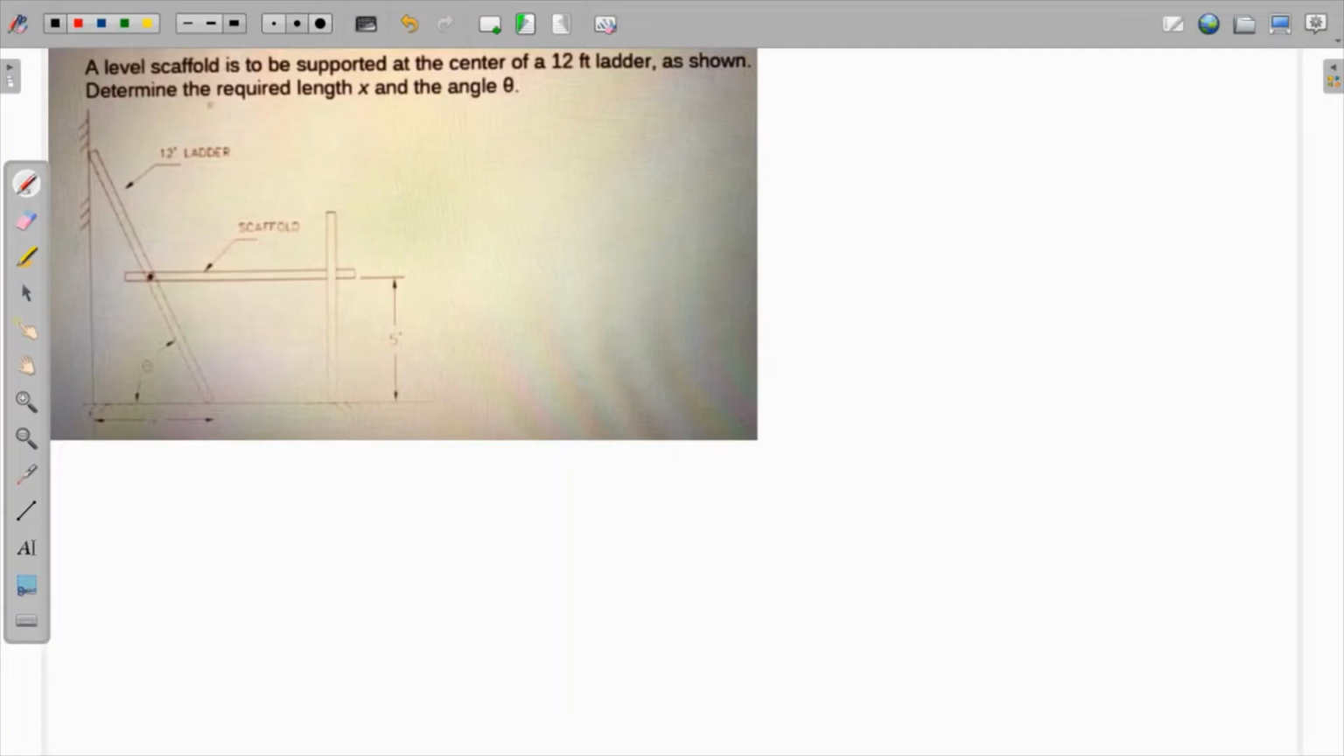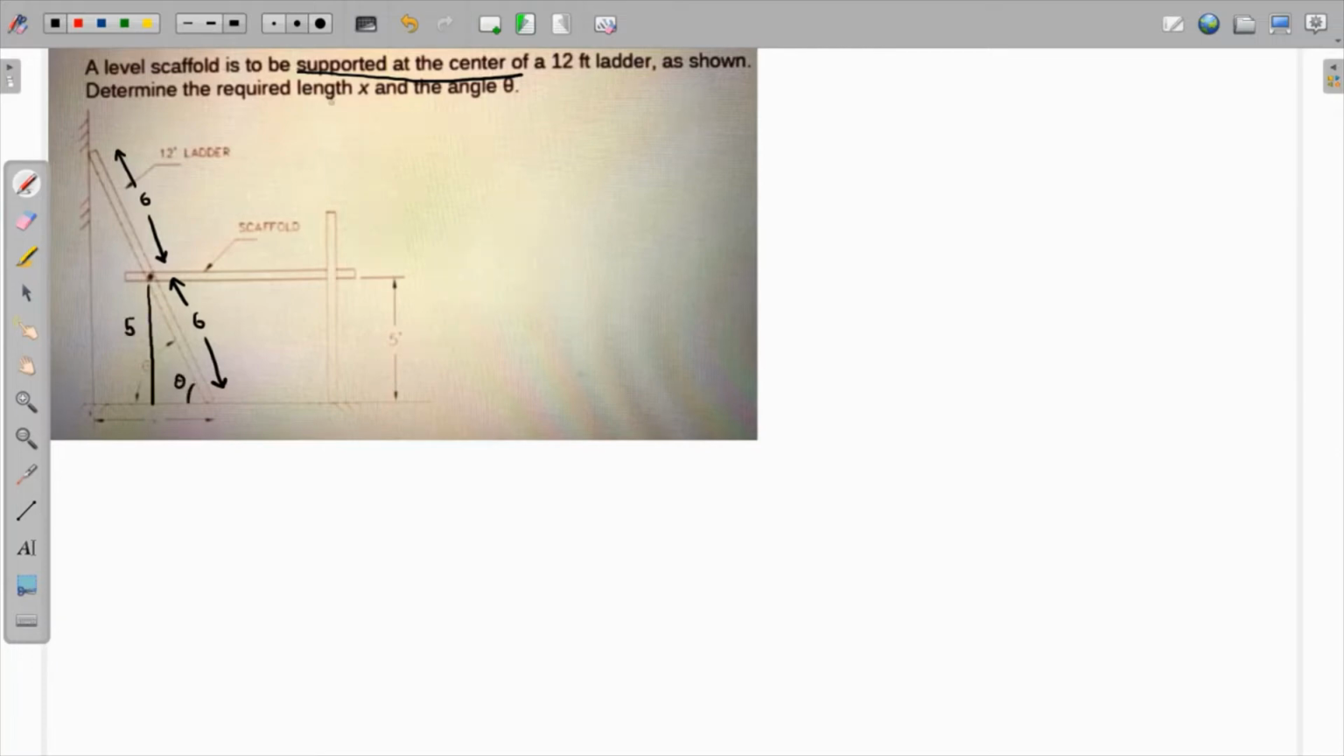In this question, a level scaffold is to be supported at the center of a 12 feet ladder. Okay, so "supported at the center" is a really important phrase. The center would mean half of 12 feet, which is definitely 6, and this is also 6. And this is already given as 5 feet. So if this is 5, then this is also 5. If we just connect this vertical drop, this is also 5, and this is the angle theta.